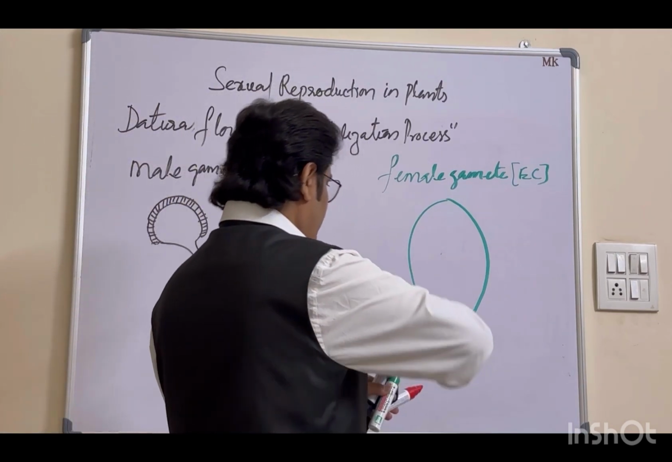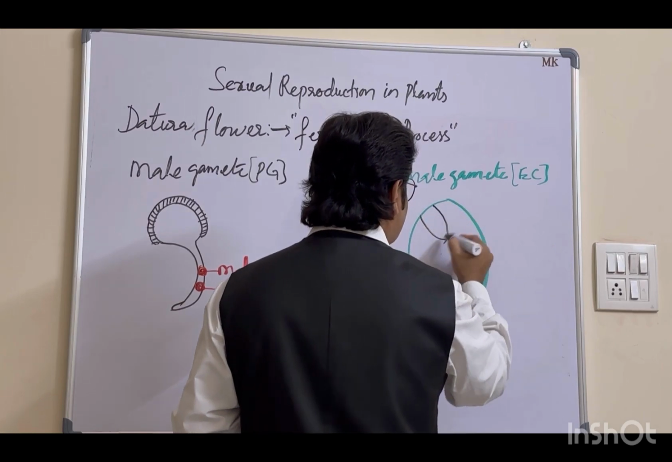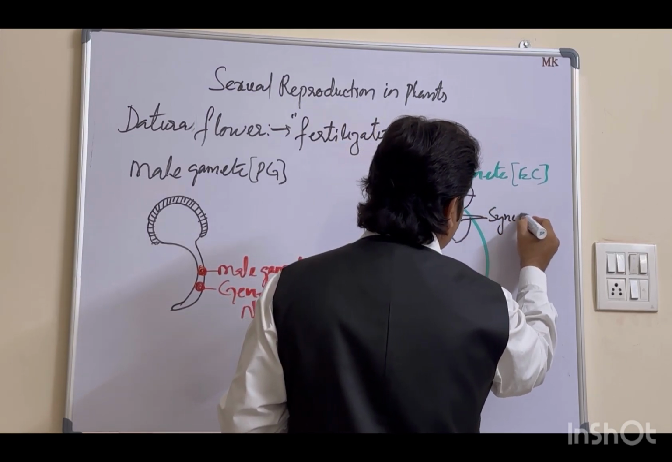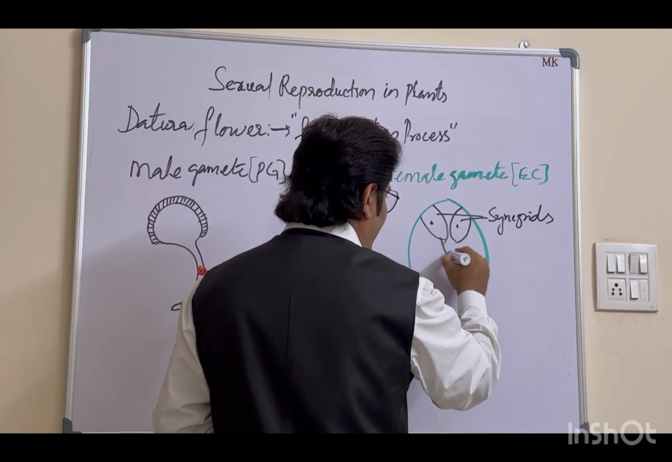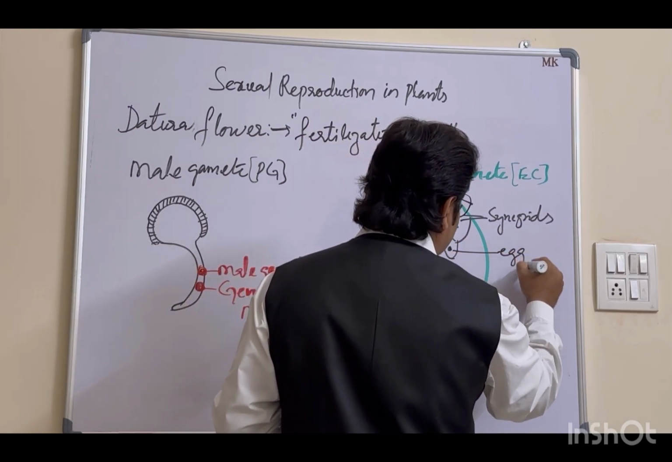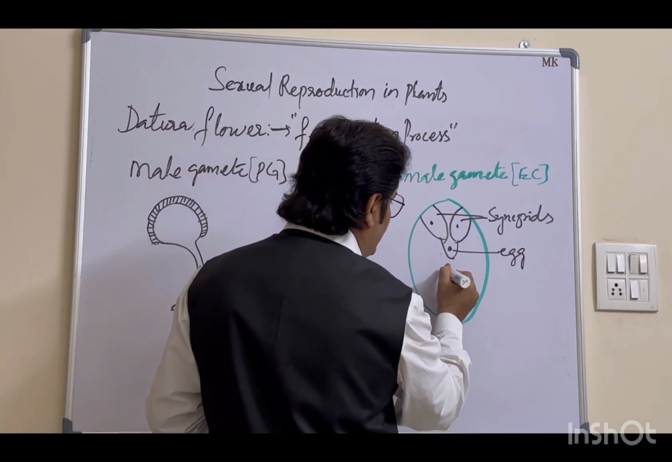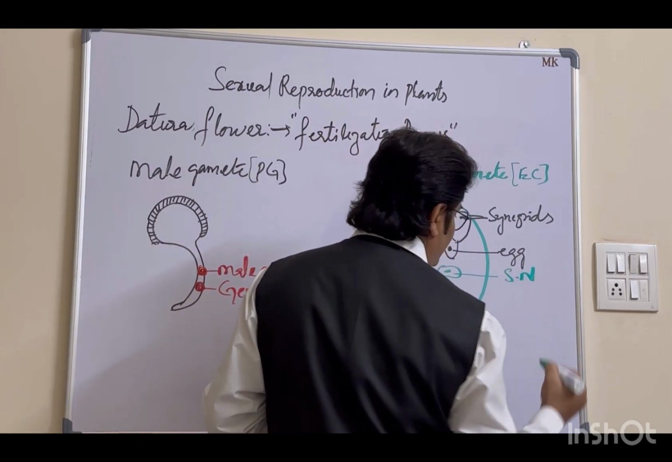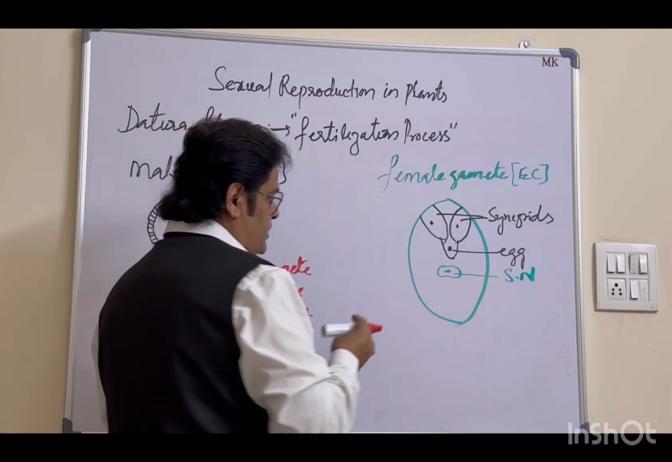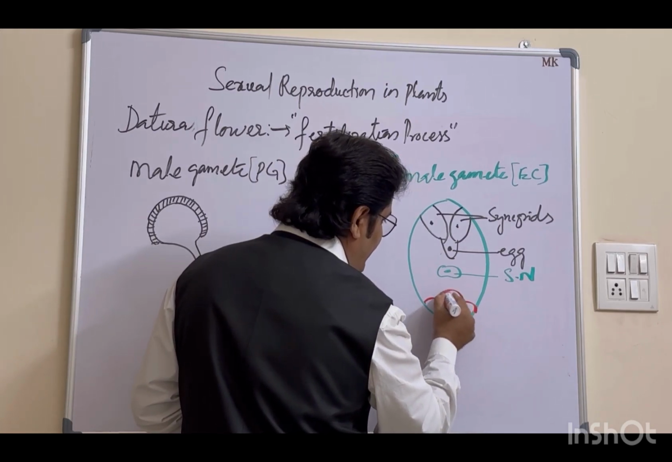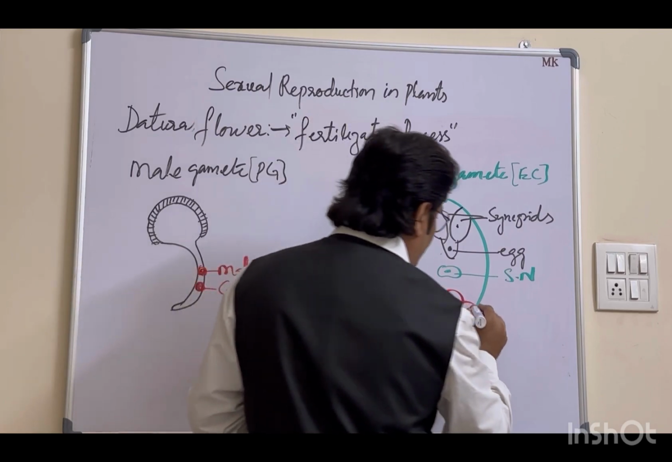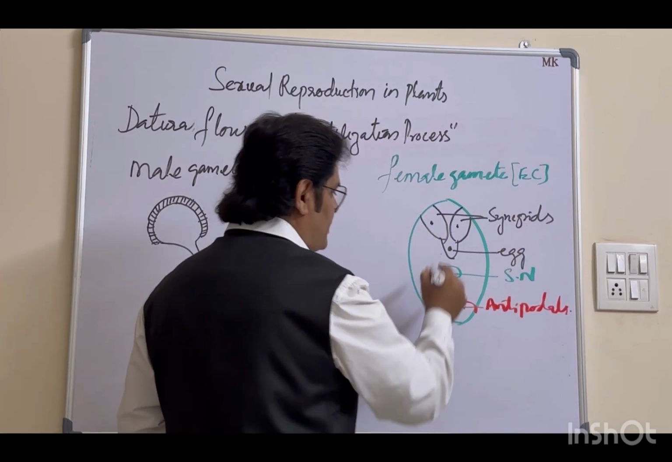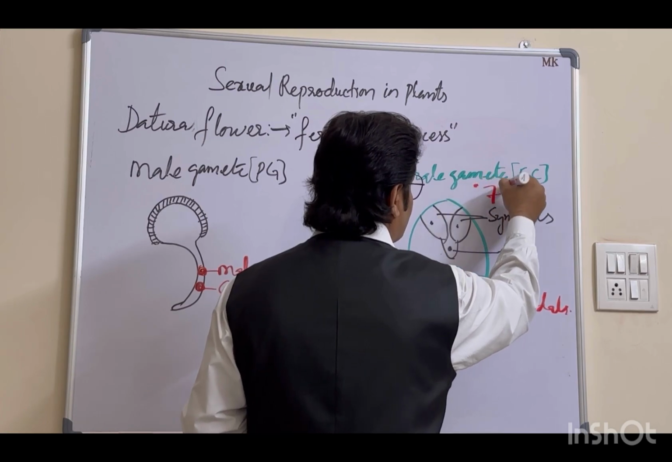Now, the female part. In the female here, two synergids are present. Okay, two synergids, and here one egg is present. Clear? And one secondary nucleus is present here. This is called the secondary nucleus, SN. And it also has three more cells, 1, 2 and 3. They are called antipodals. So the total number of cells in the female is 7.